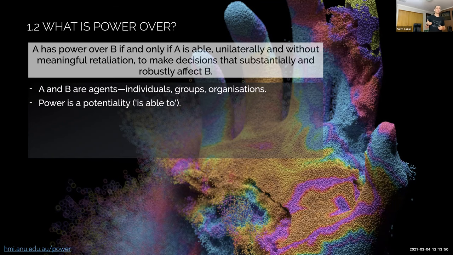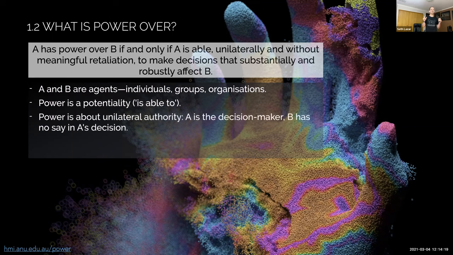So power, in my view, is a potentiality. It comes down to being able to do this thing. So you're able to robustly affect B. Now, what do we mean by able to? There is a very big philosophical literature on that. I'm just going to say, broadly speaking, that there should be realistic causal pathways by which A can affect B. You could say something like, if A were to try, they would be pretty likely to affect B. That's a way of thinking about what able to means.